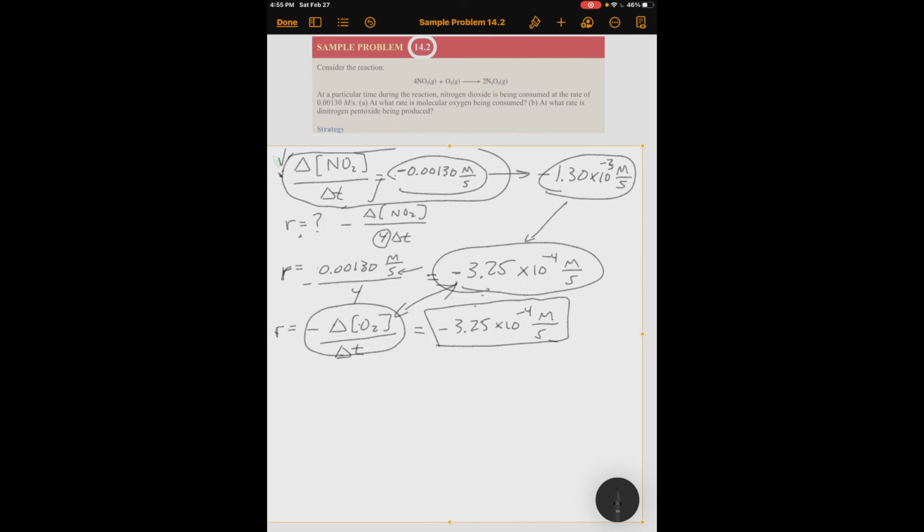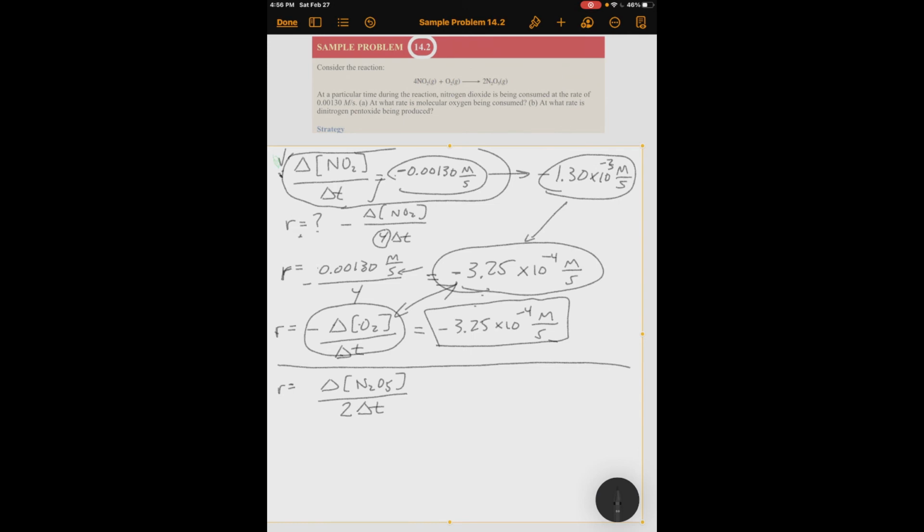Now let's try the last one. The last one is N2O5. So let's write the rate in terms of N2O5. Well, N2O5 is a product, so there's no negative in front of the rate, right? We learned about that in sample problem 14.1. So it's just the change in the concentration of N2O5 over the change in time. However, remember the coefficients? There's a 2 in front of it, so we put that down there like that, okay?